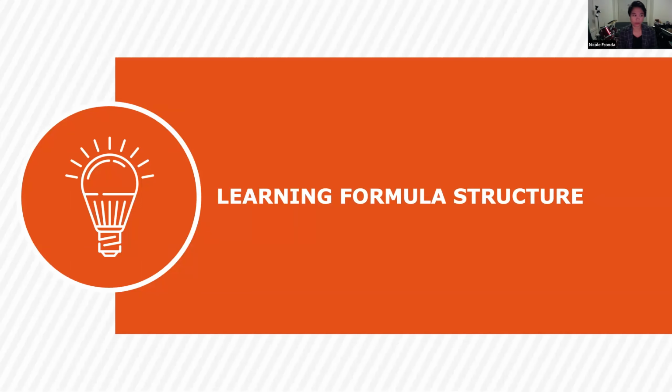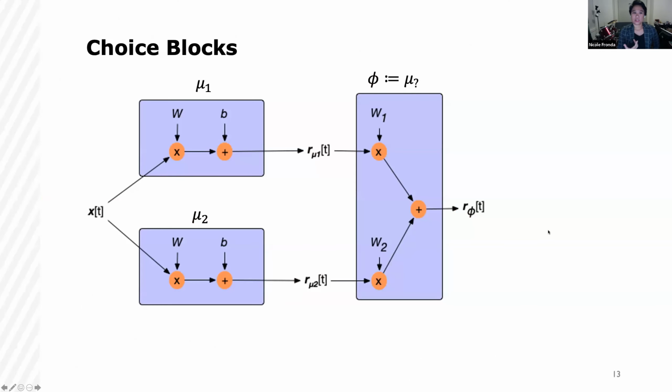Now we show how we can learn not just the formula parameters, but the full structure of a PTSTL formula. And we do this using choice blocks, which are a special type of Fern cell that enable the network to choose which atoms or which operators belong in the formula. So in this example, we have two atoms, mu1 and mu2, and their respective Fern cell. And these are producing robustness values that are going in as inputs to this choice block on the right here. And this choice block has the task of deciding which of these atoms belong in the formula phi.